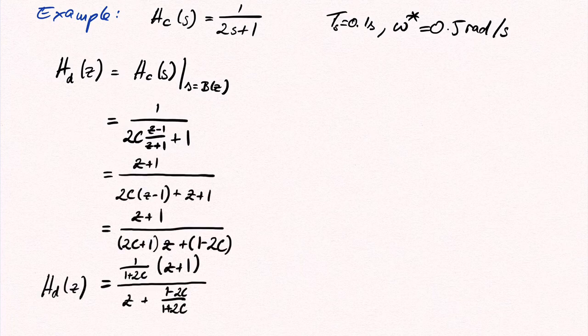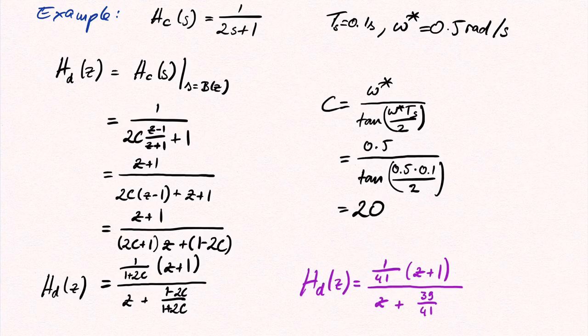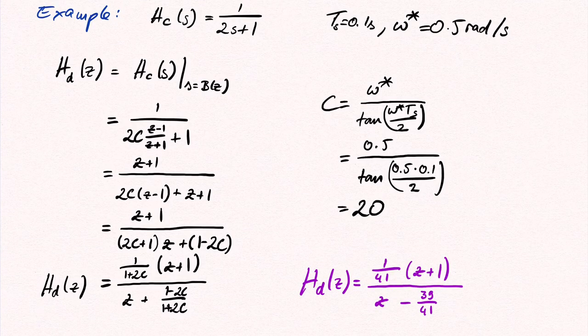A couple of reformulation steps then gives that Hd(z) is equal to 1 divided by (1 plus 2c) times (z plus 1) divided by (z minus (1 minus 2c) divided by (1 plus 2c)), where the coefficient c is calculated using the formula that we have derived above. For omega star equal to 0.5 and Ts equal to 0.1, c is equal to 20. So that finally our discrete time filter has transfer function Hd(z) equal to 1 divided by 41 times (z plus 1) divided by (z minus 39 divided by 41).